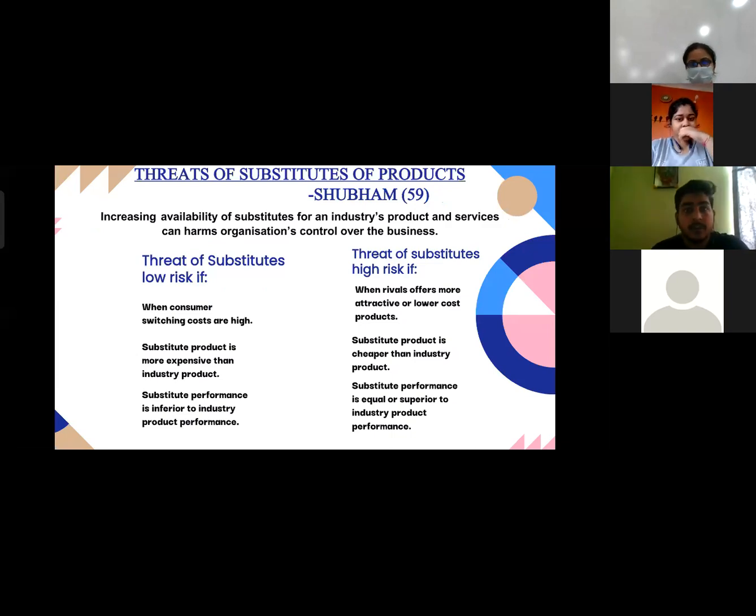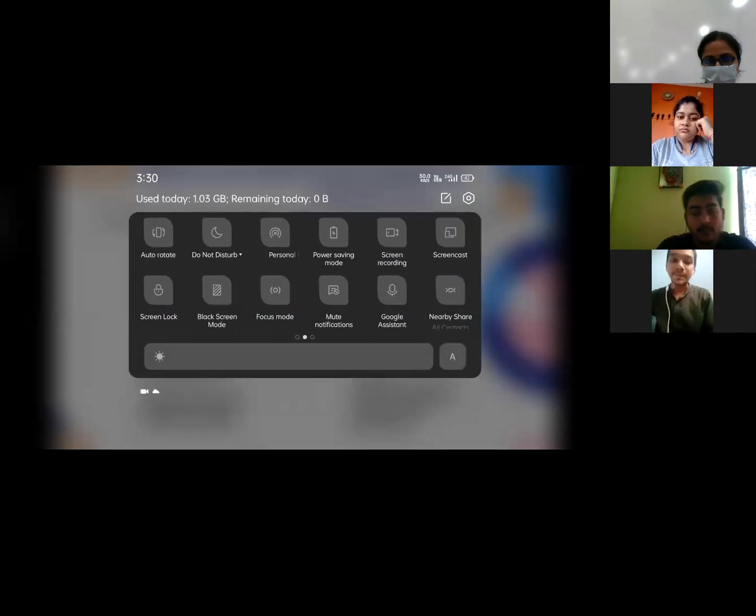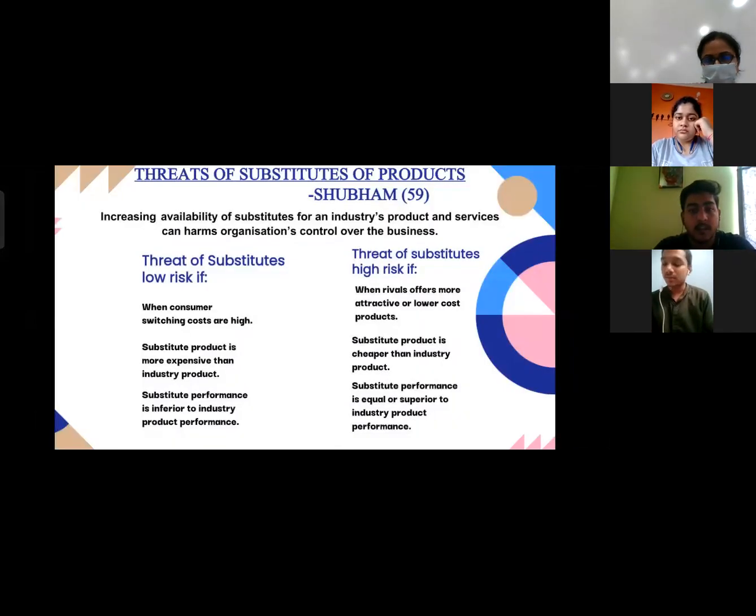So my topic is threat of substitutes of product. Increasing ability of substitutes for an industry product and service can harm an organization's control over the business. There can be two cases: the substitutes are low risk, or the substitutes are high risk. Substitutes are low risk when consumer switching costs are high, substitute products are more expensive than the industry product, and substitute performance is inferior to the alternative options.